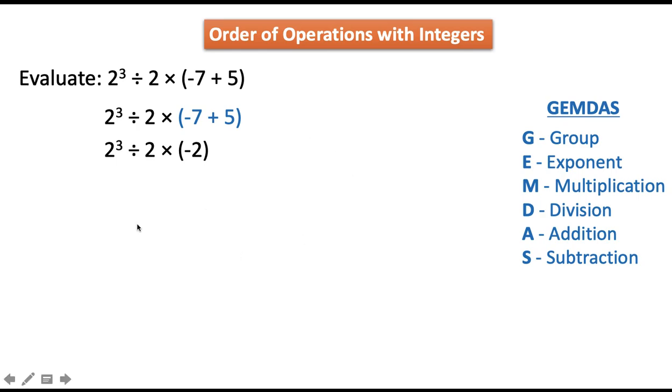Next, we have here an exponent, division, and multiplication. So our next priority is the exponent. 2 cubed means multiplying 2 by itself 3 times. So 2 times 2 times 2, and this gives us 8. Then write the rest of the symbols.